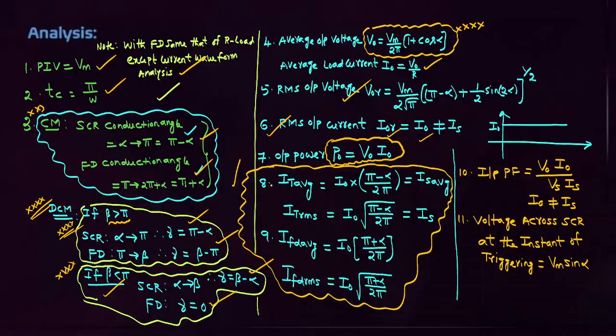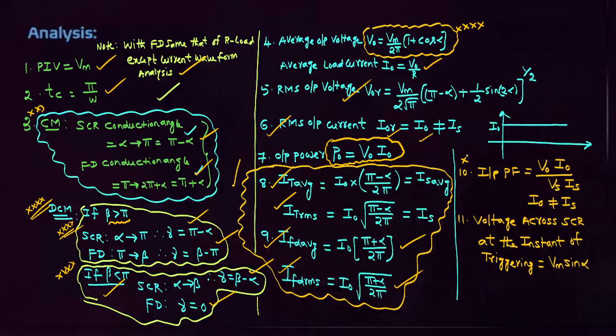Then what is the average thyristor current? Thyristor conduction angle is pi minus alpha. That is I0 into pi minus alpha by 2 pi. What is the RMS thyristor current? You take the square root. But the average freewheeling diode current? Freewheeling diode conduction angle is pi plus alpha. That is I0 into pi plus alpha by 2 pi. But the RMS freewheeling diode current? I0 into square root of pi plus alpha by 2 pi.